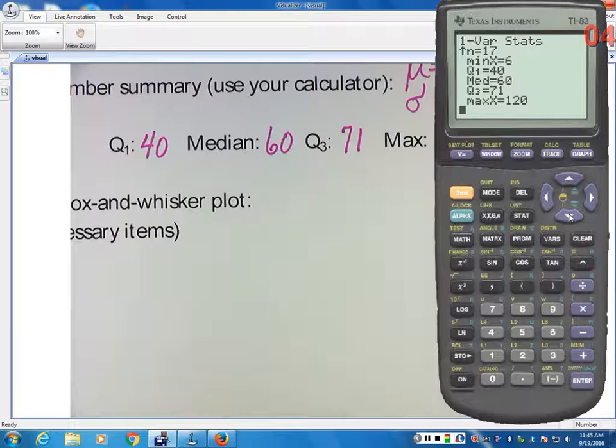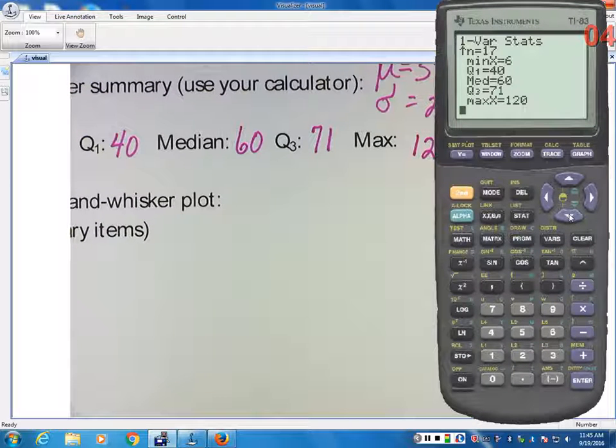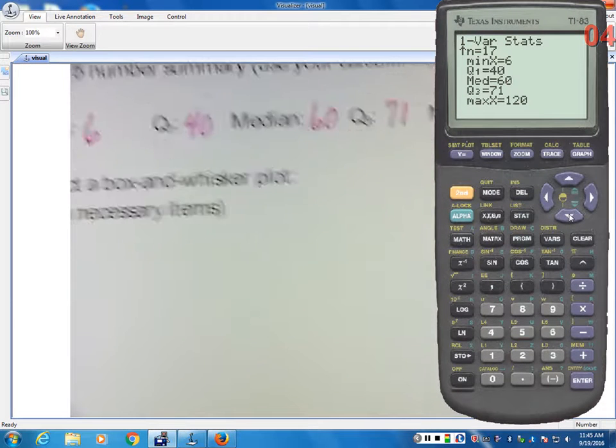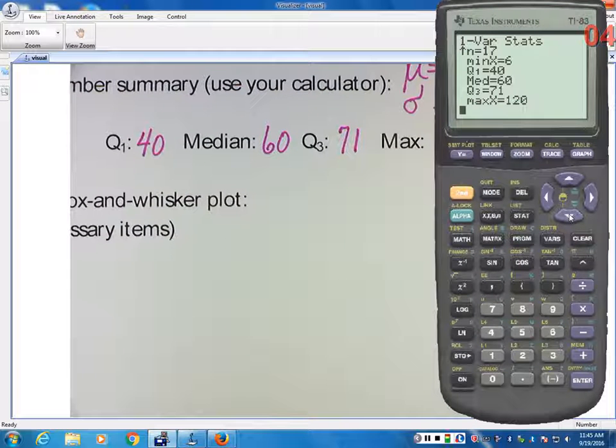And then the maximum is 120. And that 120 is represented by the Top Thrill Dragster. So that's a pretty fast roller coaster. And then what we want to do at this point is make a box and whisker plot. Now we're going to use the calculator to make it, and then I'm going to try to sketch it on the paper.